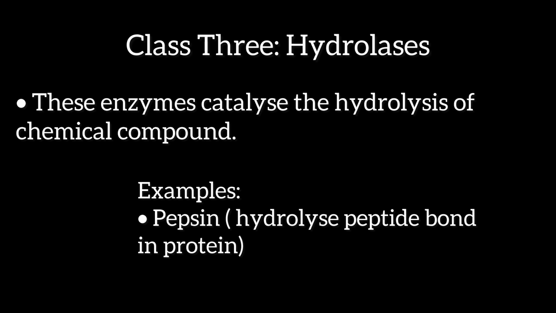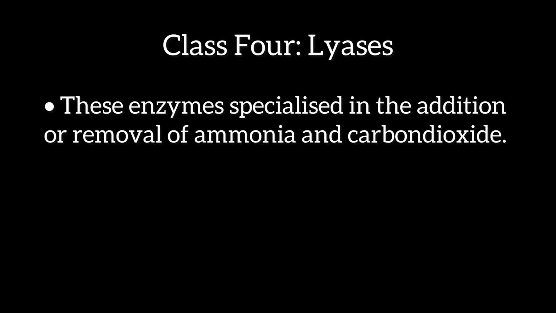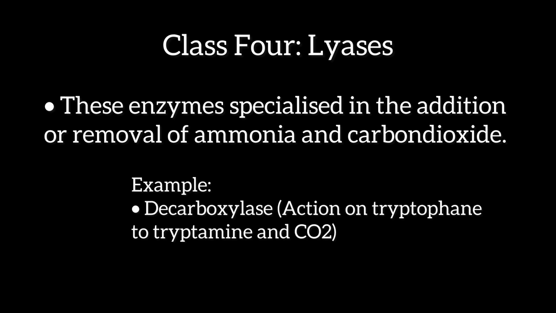Coming to the fourth class, lyases. These are the enzymes specialized in the addition or the removal of ammonia and carbon dioxide. For example, decarboxylase acts on tryptophan to form tryptamine plus carbon dioxide. And apart from that, the enzyme isocitrate dehydrogenase acts on oxalosuccinate to form alpha ketoglutarate.